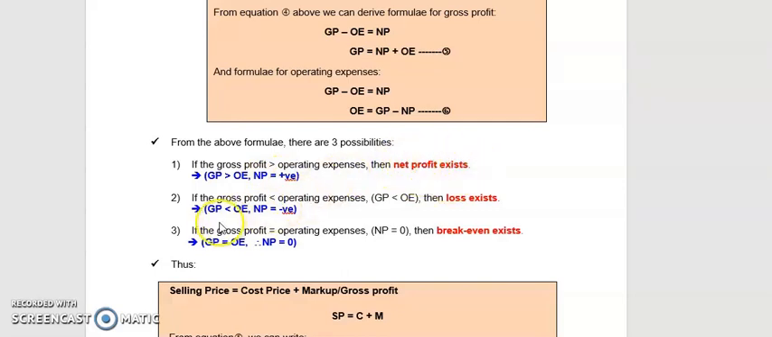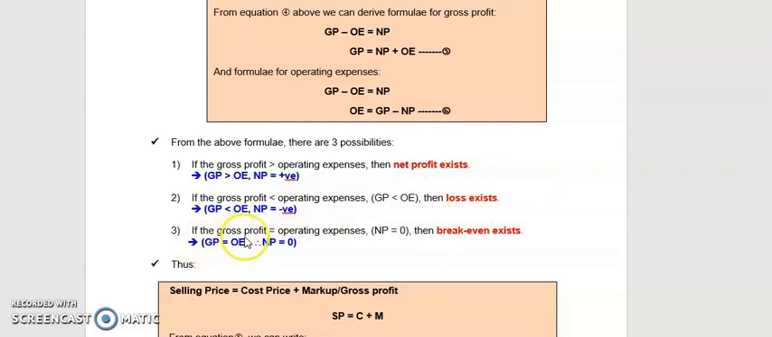In contrast, if gross profit is less than operating expenses, then net profit will be negative, and if negative, it means that loss exists. For example, you get a gross profit of 500 ringgit, but you need to pay your workers' salary of 800 ringgit. So you will lack another 300 ringgit. 500 ringgit minus 800 ringgit equals negative 300. So if you get negative, it means that you will suffer a loss.